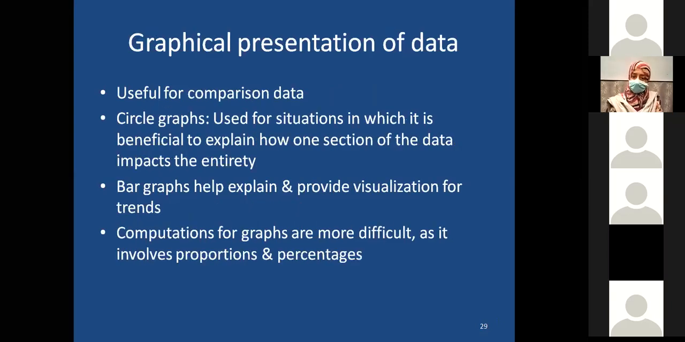However, graphs are useful for comparison of data. There are circle graphs, used for situations in which it is beneficial to explain how one section of the data impacts the entirety. These are known as pie charts. You have bar graphs, which help explain and provide a visual display for trends. Computation for graphs is more difficult when you have proportions and percentages compared to tables, and drawing them is a bit more difficult. However, when you have your software, they're easily constructed.